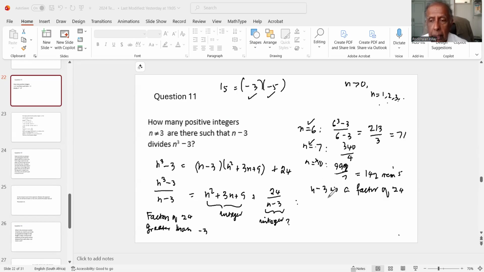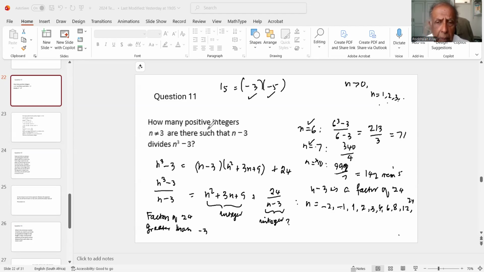Now, negative 2 is a factor of 24. Negative 1 is obviously a factor. 0 is not a factor. 1 is a factor. 2 is a factor. 3 is a factor of 24. 4 is a factor of 24. 5 is not, 6 is a factor of 24. 8 is a factor of 24. 9 and 10 are not factors of 24. But 12 is, and the next one is 24. So there are 1, 2, 3, 4, 5, 6, 7, 8, 9, 10. There are 10 such numbers.